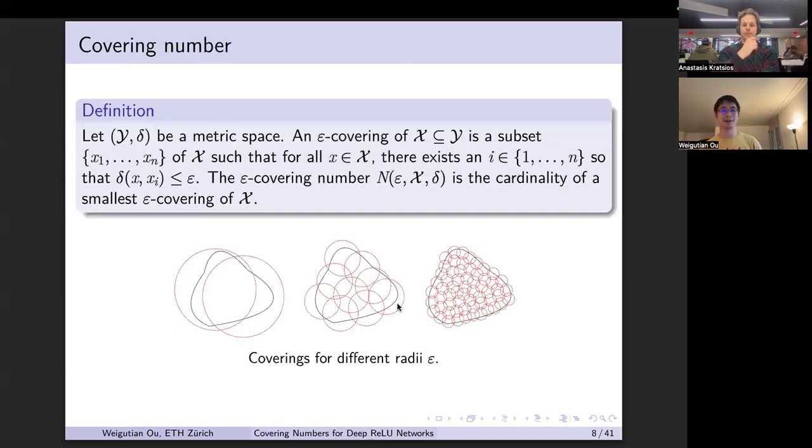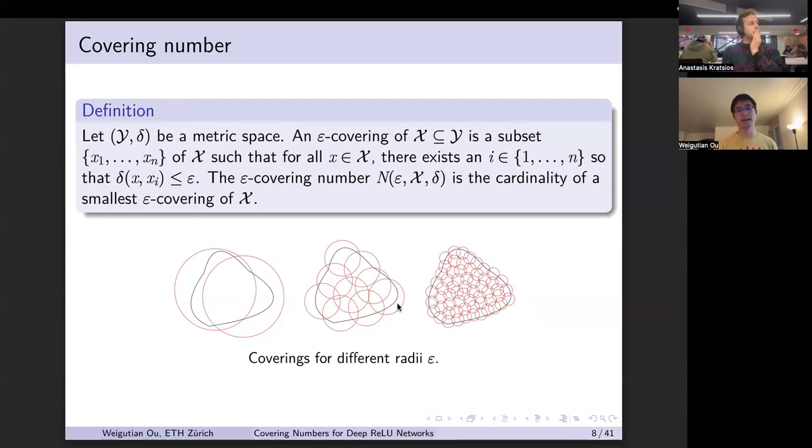The concept of covering number is rather simple. It is the minimum number of balls required to cover a certain set. Here I have a set surrounded by black lines, and it is covered by some red balls of different radii. We can understand the complexity of the set in two different ways. If we use balls of the same radius, let's say 1, to cover different sets, then the more complex the set is, the more balls we require.